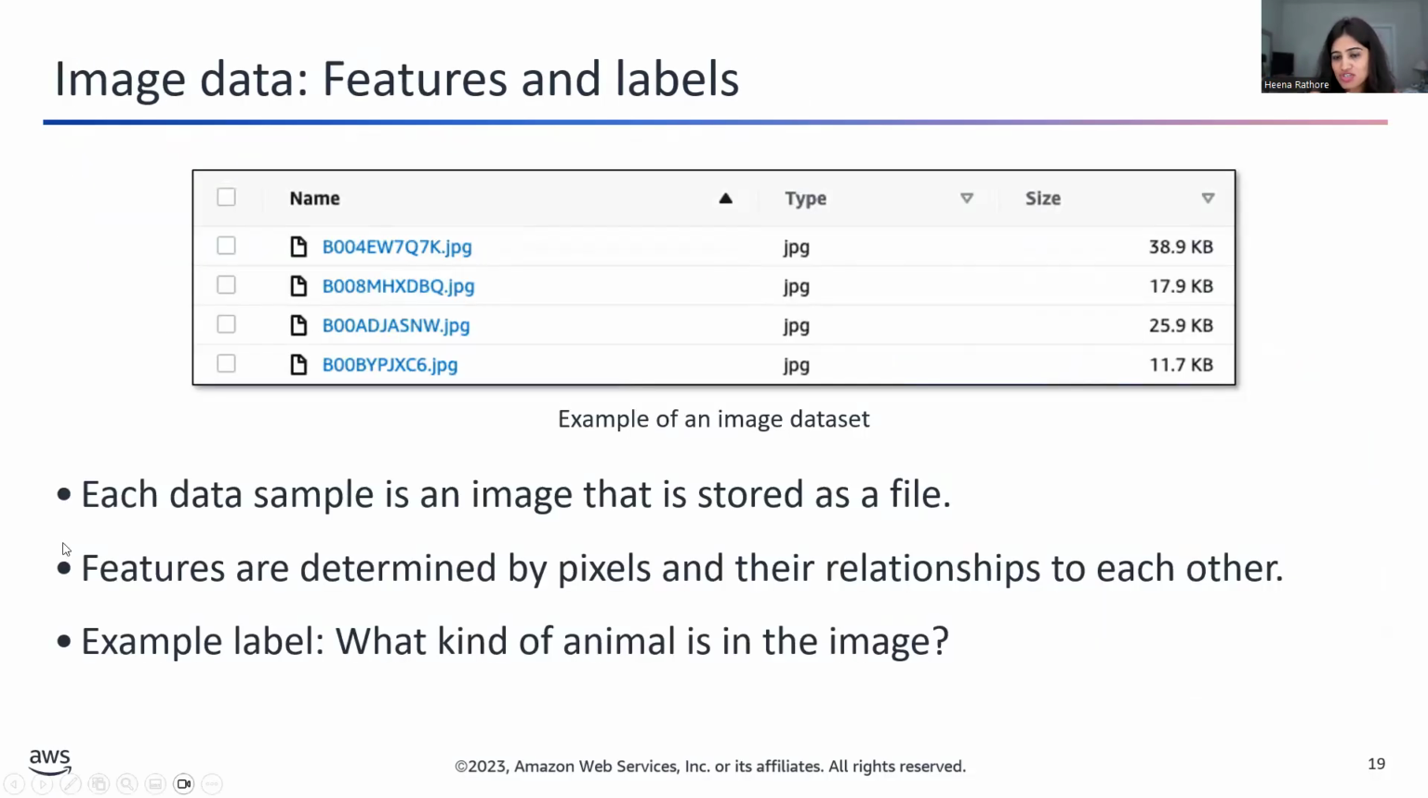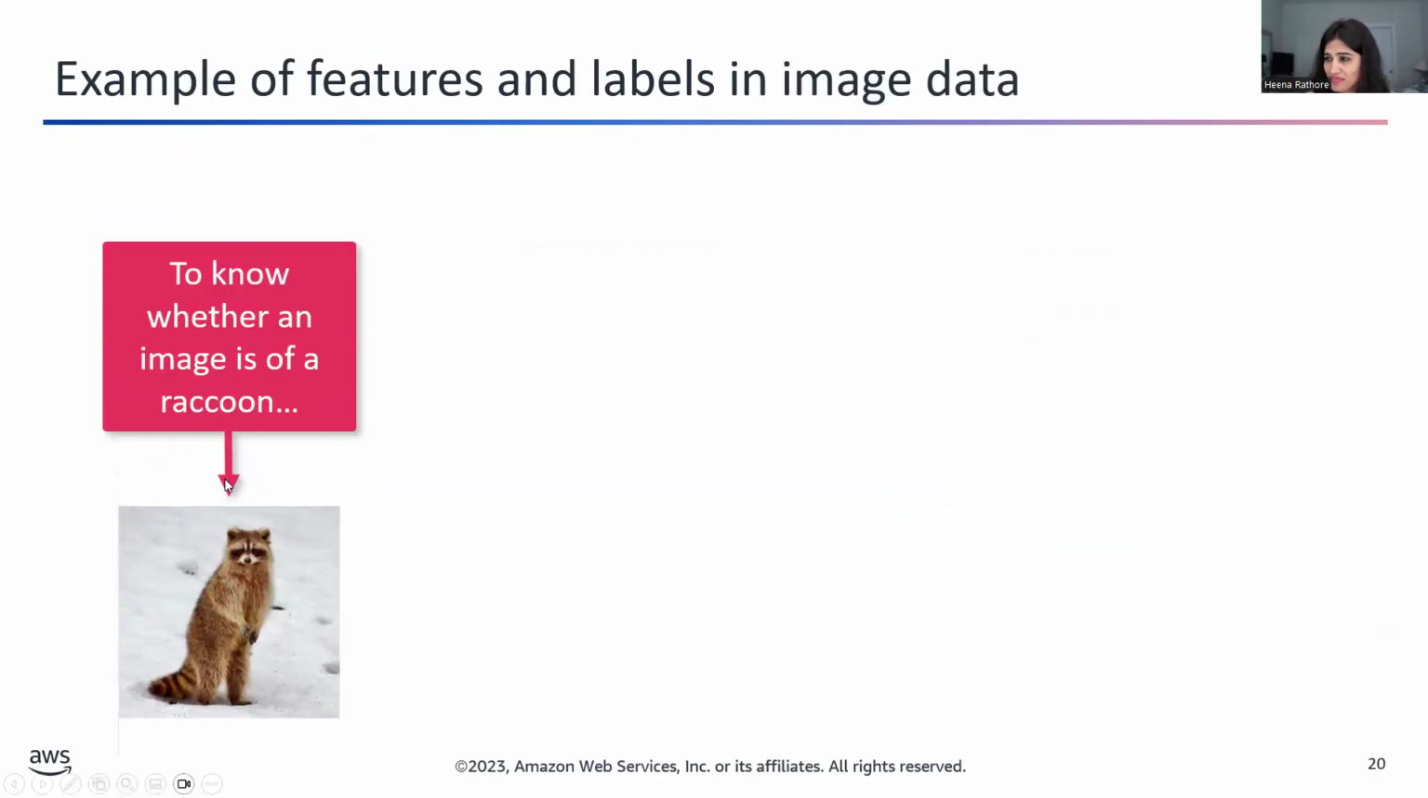For image data, as I mentioned, the image dataset incorporates the image, where the features are determined by the pixel values of that image and the relationships associated with it. And the label would be what this particular image belongs to. So if this is a dog image or a cat image, that's an example.